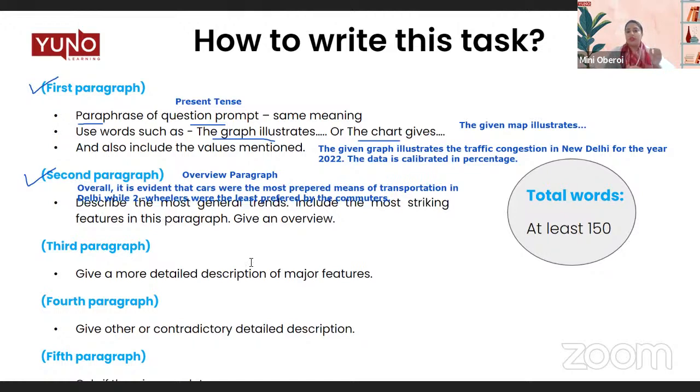Here, I have not given any measurement that this percentage of people were using cars, or this percentage of people were using two-wheelers. No, we will not give any statistics in the second paragraph. We'll save that for the third paragraph. So please make sure that when you write the third paragraph, you give the statistics of the striking features.